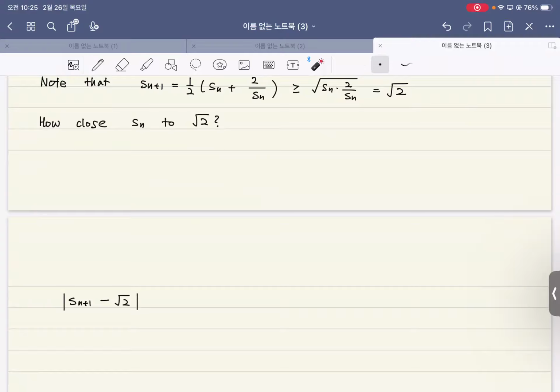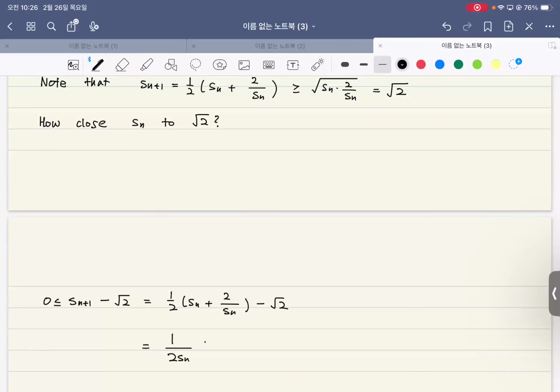So how close, in mathematics, means we want to consider the distance between S_n and square root of 2. But in our case, S_n is guaranteed to be greater than or equal to square root of 2. So it's good to get rid of these annoying absolute values, because this quantity is always greater than or equal to 0, right? And S_{n+1} is just the average of S_n and 2 over S_n, minus square root of 2. So I will need to do just a little bit of algebra here. That gives 1 over 2 S_n times S_n squared plus 2 minus 2 times S_n square root of 2.